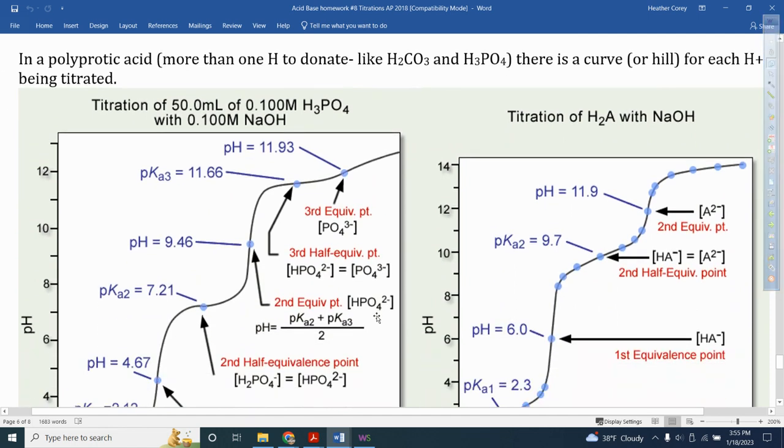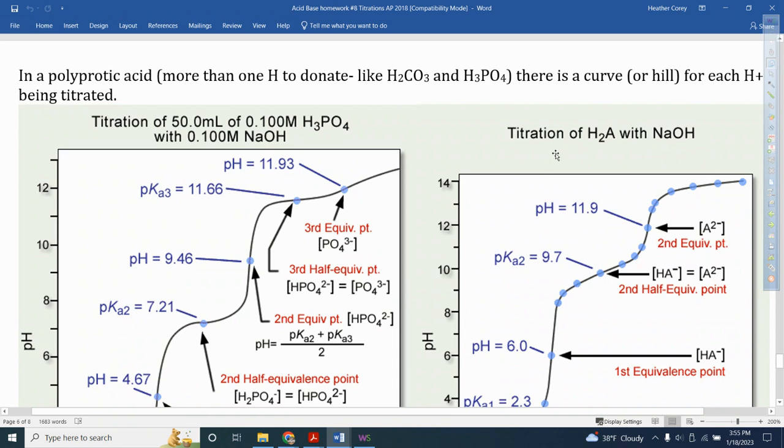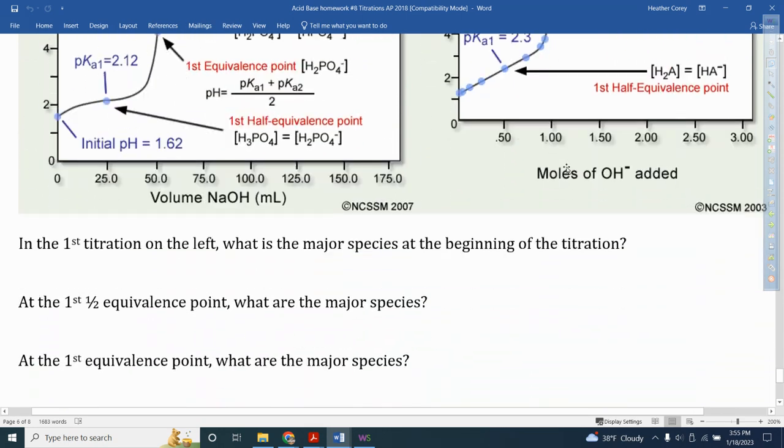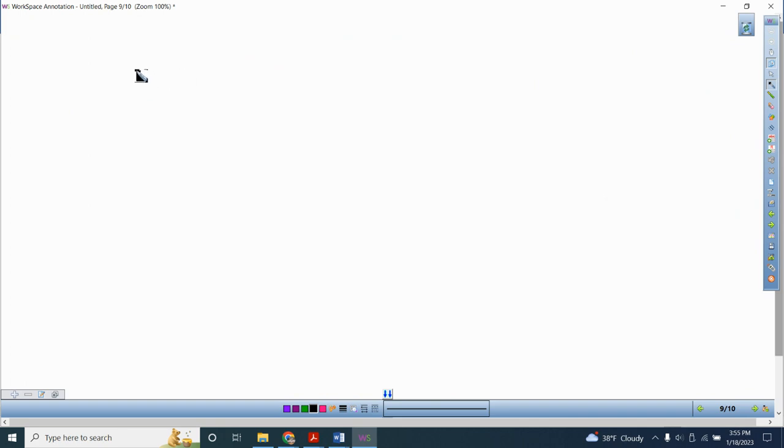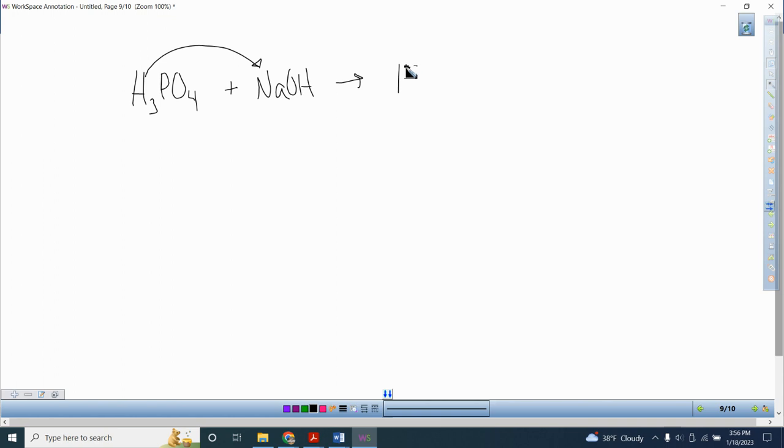Okay, the last thing on here is looking at a polyprotic titration. And when you have a polyprotic acid, what happens is it donates its hydrogen one at a time. So let me show you what that would look like. So if I had H3PO4 and I titrated it with sodium hydroxide, acids are hydrogen donors. So it's going to donate this hydrogen one at a time. And so when it does that, it's going to make H2O.